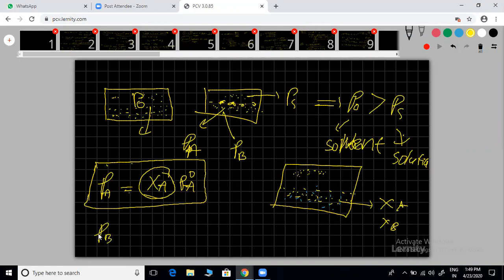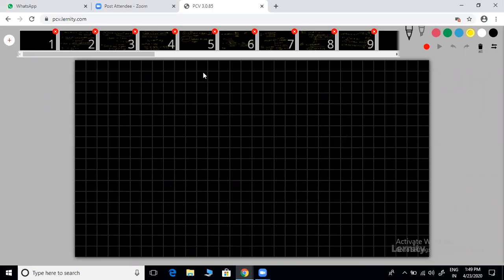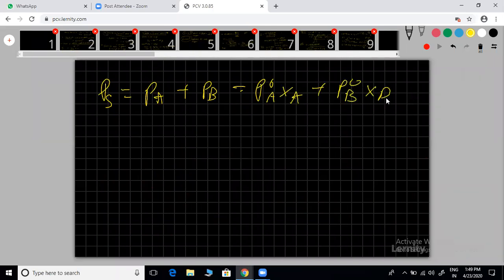So the partial pressure of B equals XB into P naught B. We can calculate. For a solution, I hope you know, the total you can add. You can go through this a little fast because you already know these concepts. P solution equals PA plus PB, so you can write P naught A XA plus P naught B XB. Be careful here, they can ask graphs also. So be ready to solve these things.